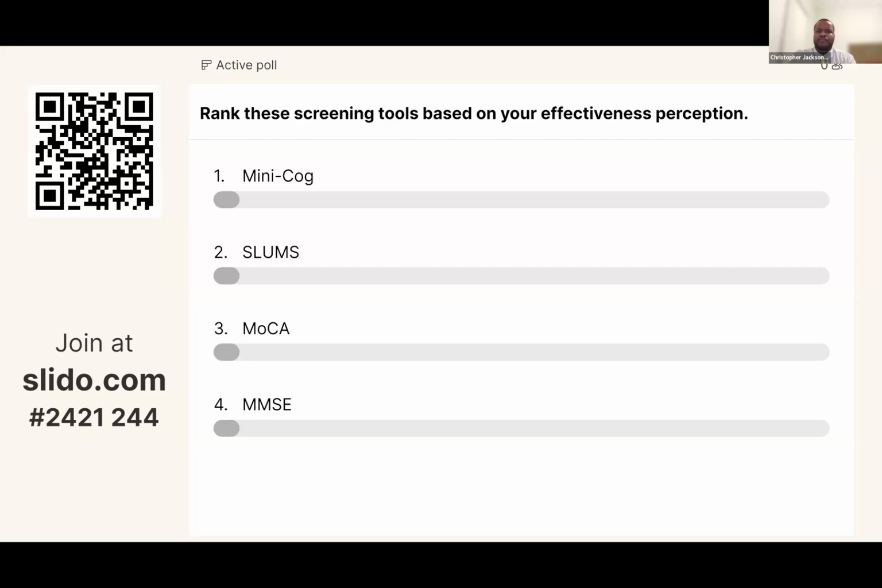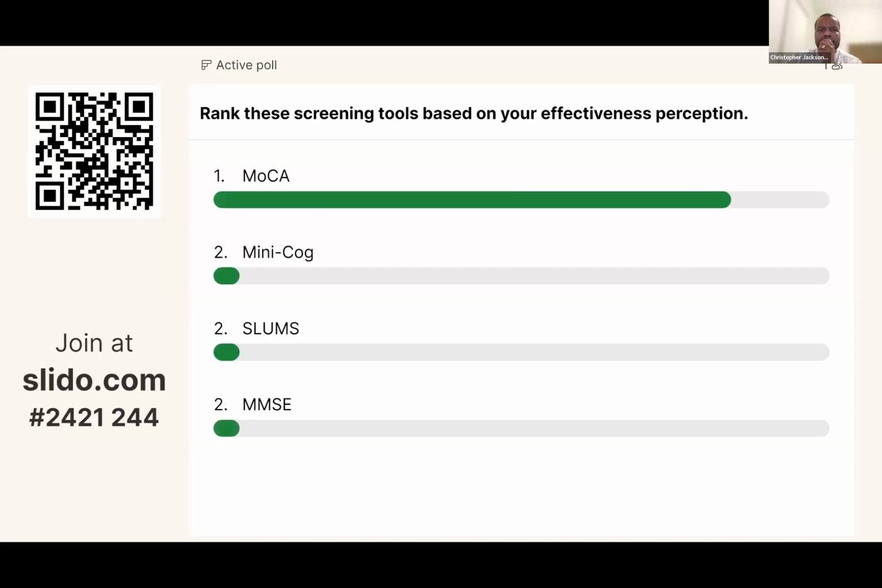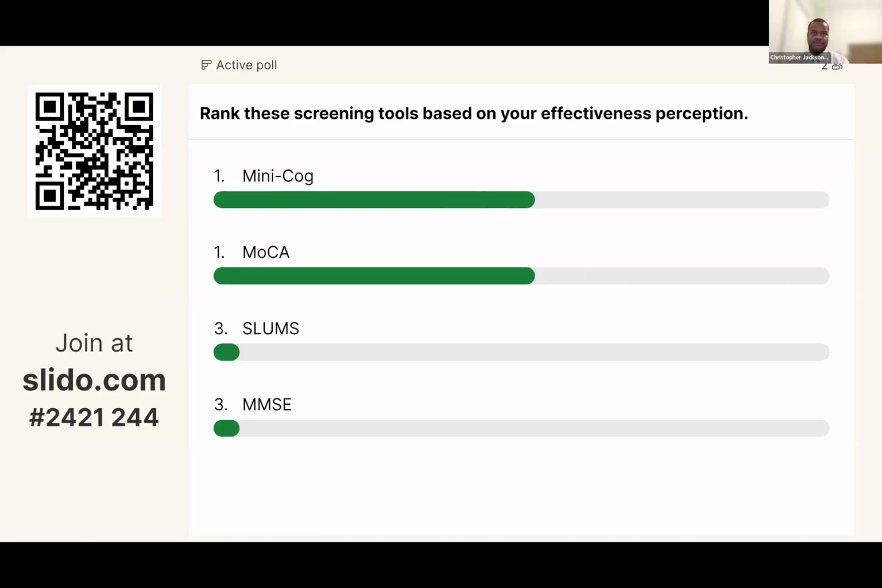If you had to rate these from 1 to 4. Okay, I've got a vote for Mini-Cog as 1, and then a tie between the other three. Anybody else weigh in here? Okay, now maybe a tie between Mini-Cog and MoCA, and then SLUMS and MMSE at the bottom.